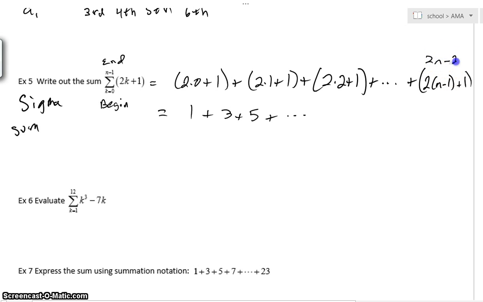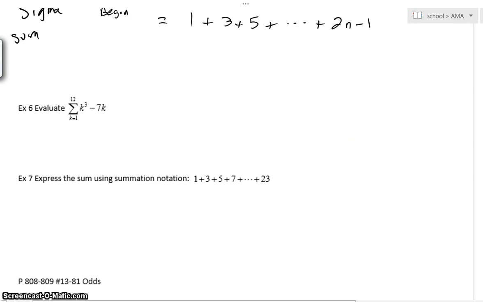Here we have 2n minus 2 plus 1. Negative 2 plus 1 would actually be an n minus 1. So you'll get a few homework problems that look something like this. Moving on to example 6.